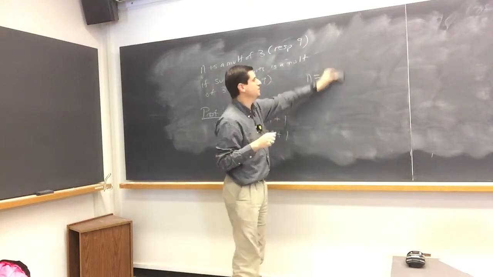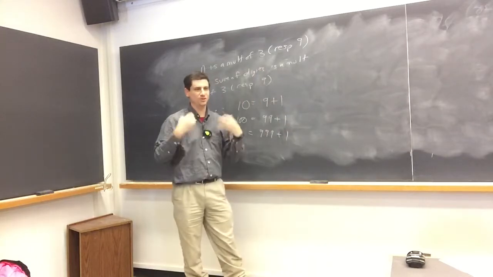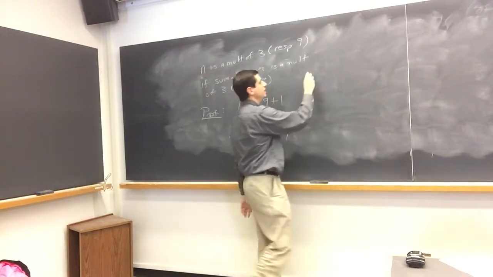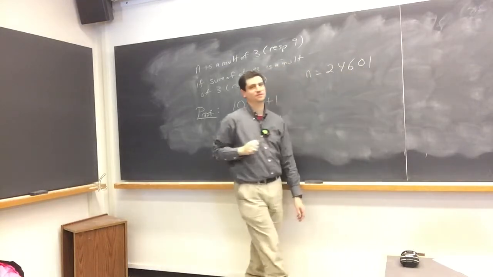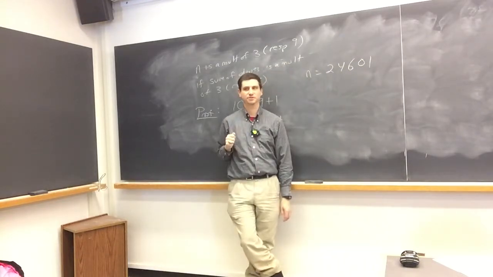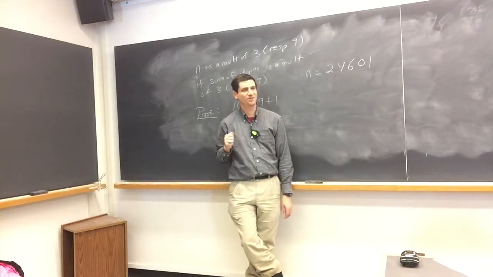I'm going to do it with a specific number, and then I will leave you the notation of just writing it out in full generic form. So let's say n is 24601. Can anybody tell me why I chose that number? Is that minus 1 is divisible by 3? She said minus 1 is divisible by 3. Nope. Right, nobody knows why I chose 24601?